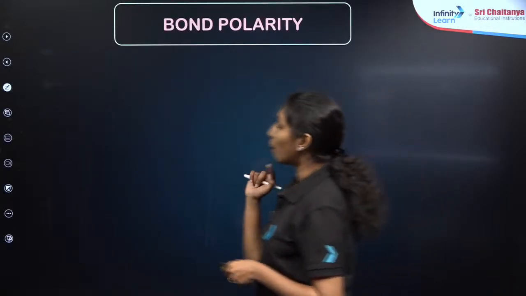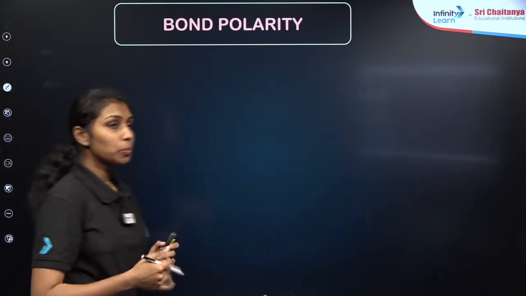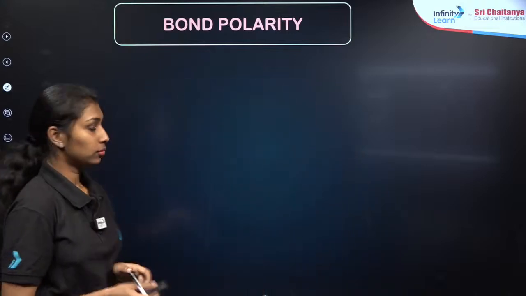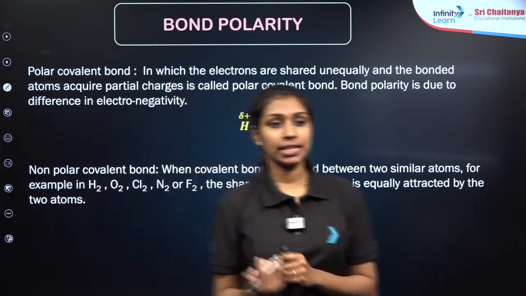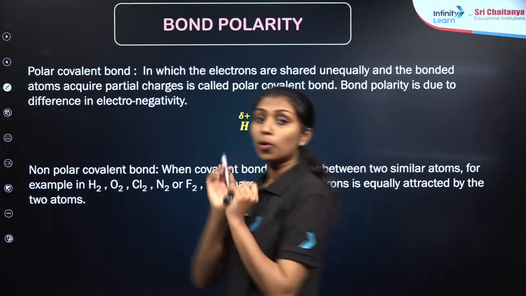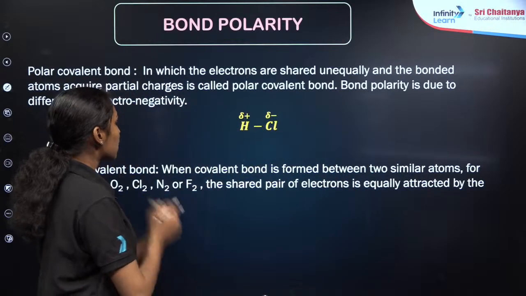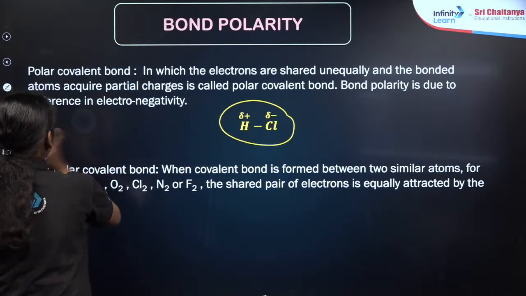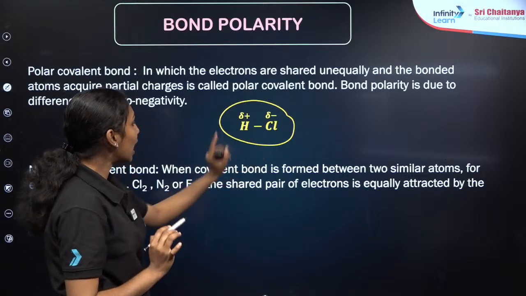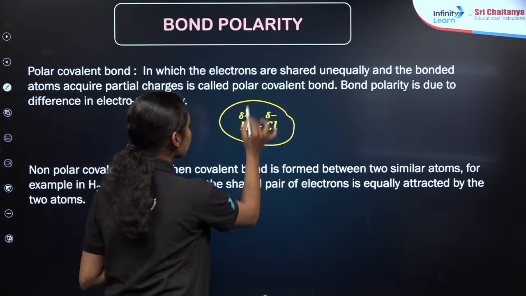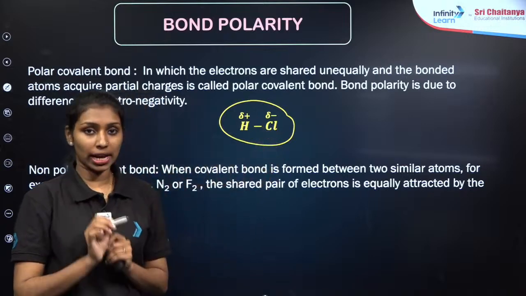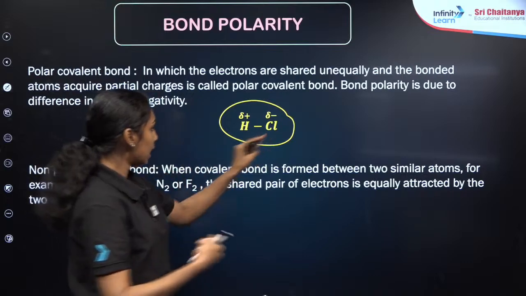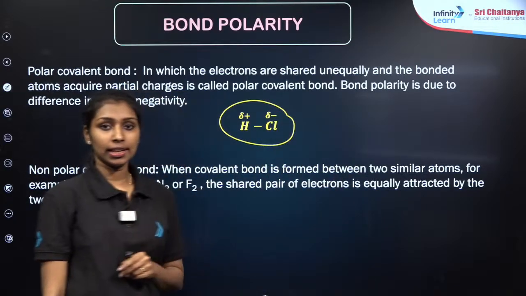Okay, we have one more topic to cover, that is bond polarity. What do you mean by bond polarity? According to polarity, we have divided the covalent bond into two types, right? Polar covalent bond as well as non-polar covalent bond. If I take the example of the HCl molecule, it is clearly visible that hydrogen and chlorine have a high electronegativity difference, which means chlorine has more electronegativity as compared to hydrogen. So chlorine attracts the electron pair towards itself, acquiring a delta negative charge. Clear?